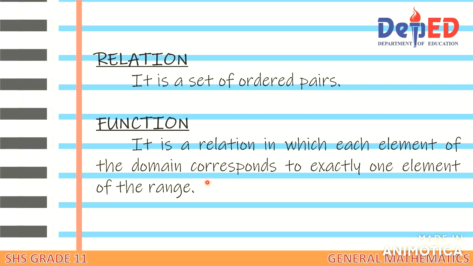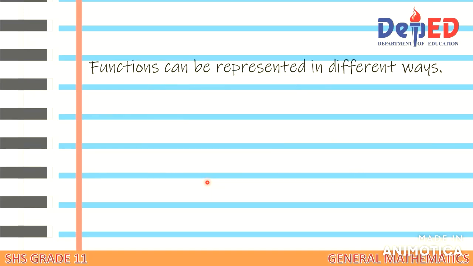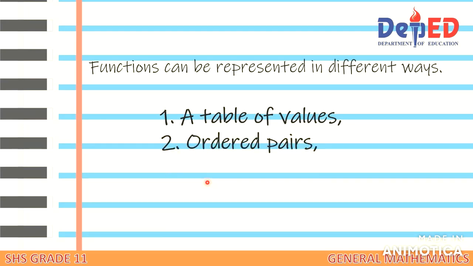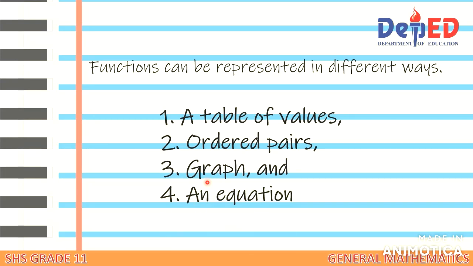Anyway, later on we will have some examples for us to understand more about function. Functions can be represented in different ways. We have the first one, table of values. We have ordered pairs. We have graph and an equation. So we can determine if the relation is a function using these four different ways.